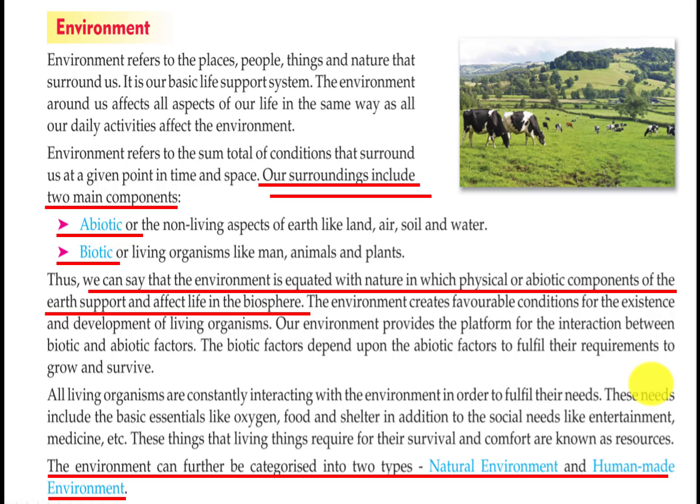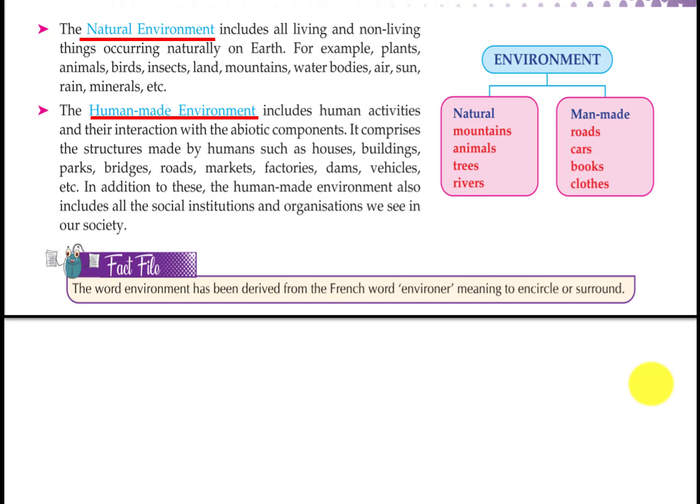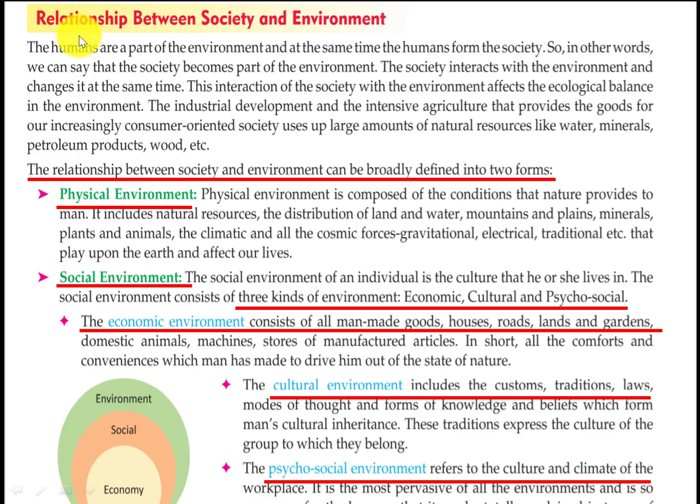The environment can be categorized into two types: natural environment and human-made environment. What is the natural environment? Natural environment means mountains, animals, trees and rivers. And human-made environment, we all know, is constructed or made by humans, like houses, buildings, parks, bridges, roads, markets, factories, books, clothes. These are the human-made environment.